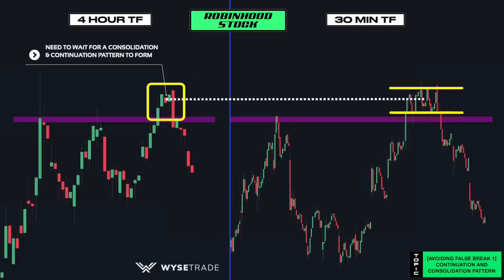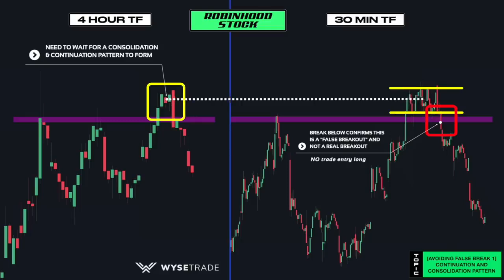In order to take a long breakout entry, you would want price to break out above, but instead, price broke below, which signals a reversal and confirms that this is indeed a false breakout and not a true breakout. So no trade entry long.